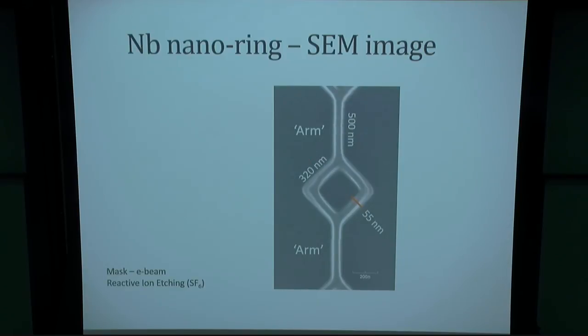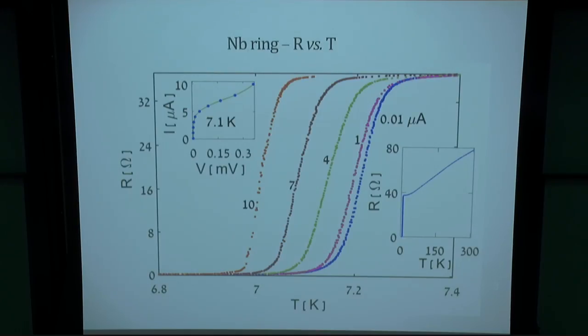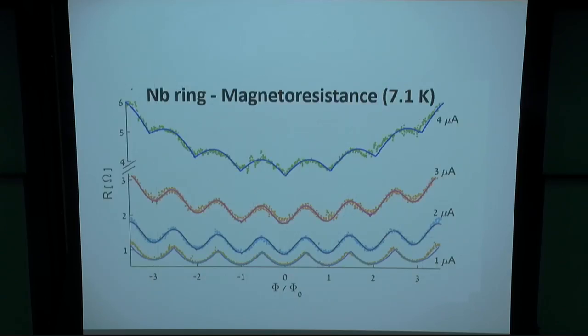And when we measure it, we see, as a function of temperature, the resistance measured at various bias currents from 10 nanoamps to 10 microamps. And you see the usual behavior, what you expect to see: a transition around 7.2 Kelvin, and those resistance curves are shifted to the left as the bias current is increasing. So far, so good. But the surprise came when we measured the magnetoresistance.